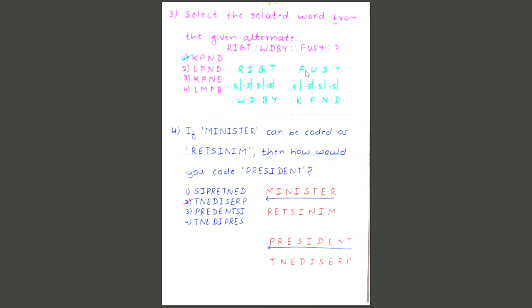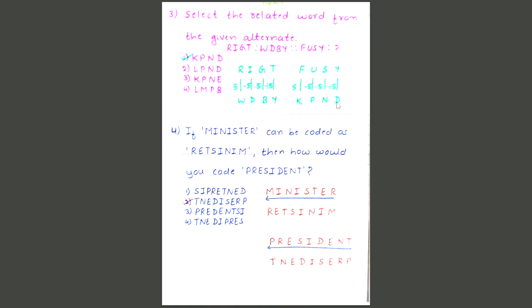Here F is the 6th letter and we add 5. The 11th letter is K. Then U is the 21st letter. 21 minus 5 is 16. The 16th letter is P, and S is the 19th letter. 19 minus 5 is 14. The 14th letter is N, and Y is the 25th letter.